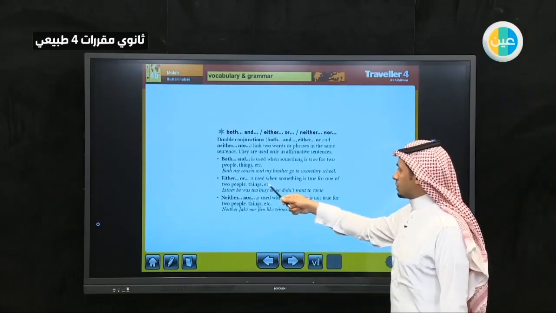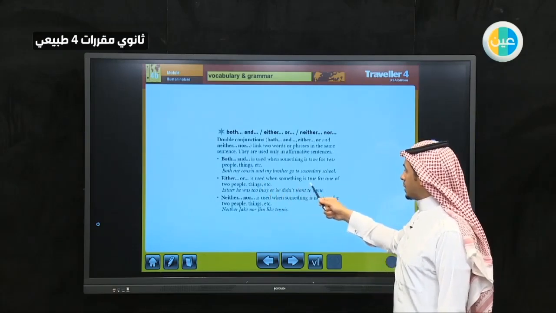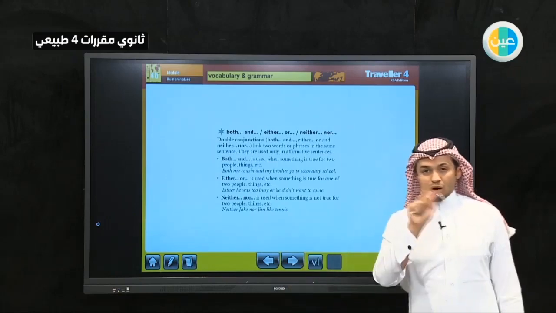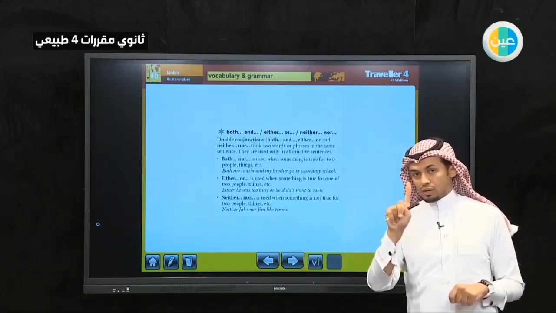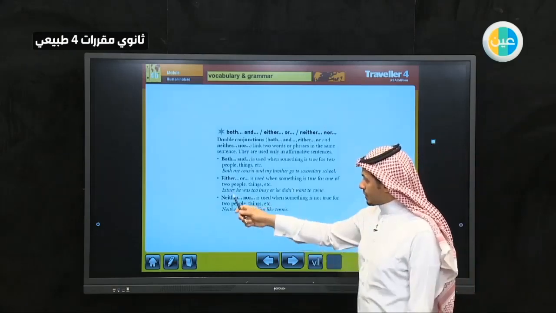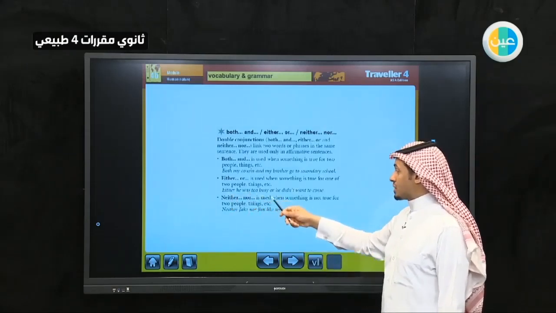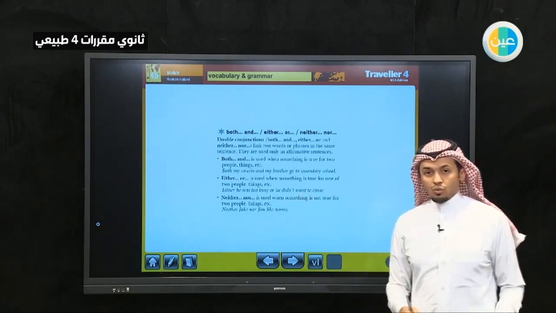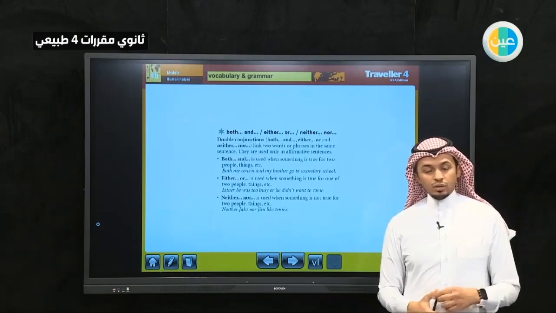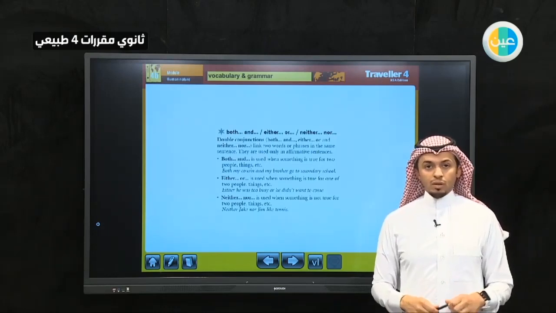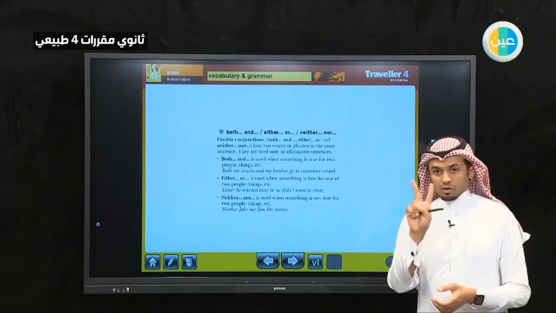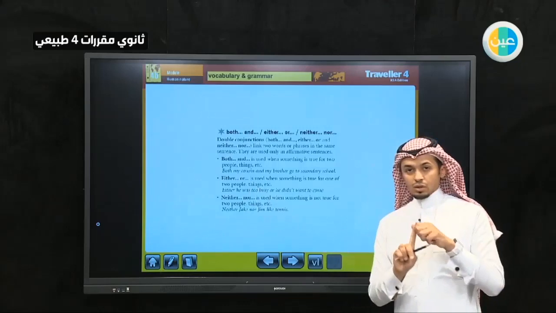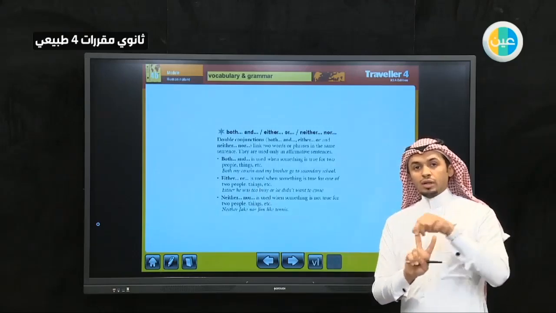Either, we use it with or. It is used when something is true for one of two people. When something is true about one of them, not all of them, but only one. For instance, either he was too busy or he didn't want to come. So we have a meeting and someone didn't come. We were waiting for him, but he didn't come. So it's one of the two options. Either he was too busy or he didn't want to come.